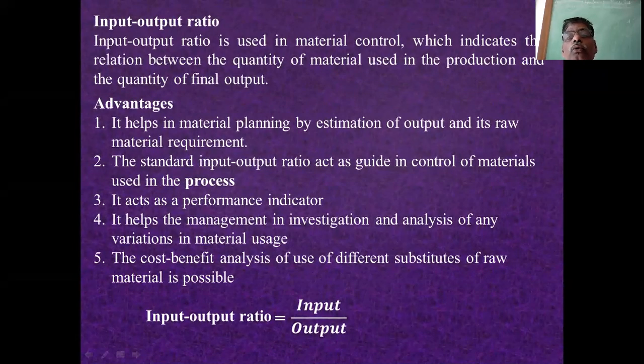Next is input output ratio. What is input output ratio? Input means whatever we put in the process of production, that is raw material. And output means whatever we take out from the process of production, that is finished product. So it is a relation between raw material and finished product, which indicates the relation between the quantity of material used in production and the quantity of final output. Relation between these two is called input output ratio.